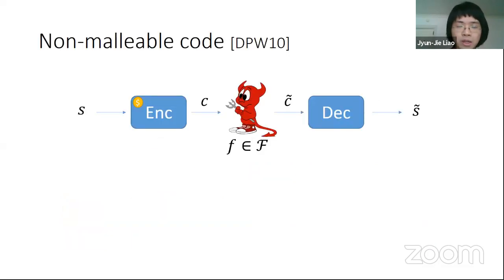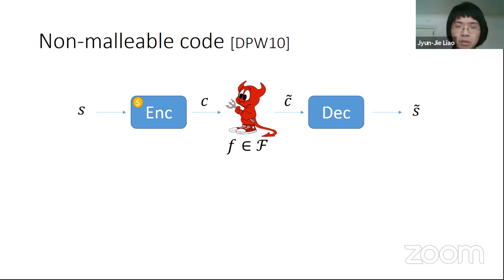So first, let me tell you what is the non-malleable code. Non-malleable code was first introduced by Dziembowski, Pietrzak, and Wichs, and it consists of a randomized encoding function and a deterministic decoding function. And we'll consider a tampering experiment, in which we take a message S and encode it into a code word C.